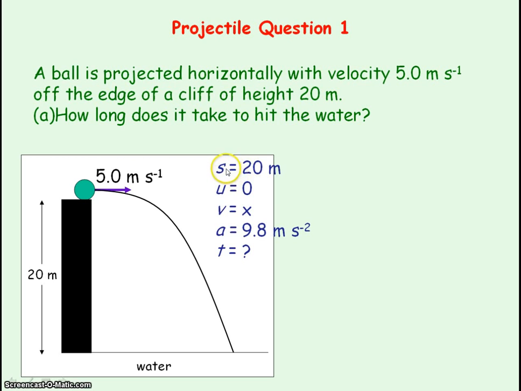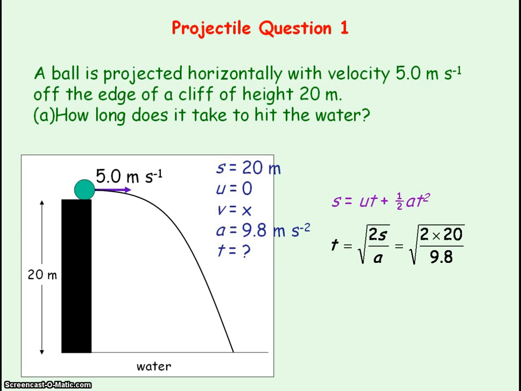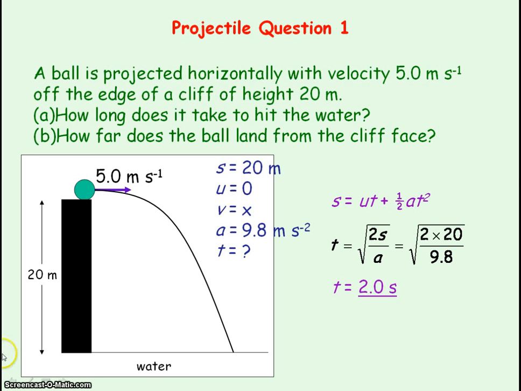So we need an equation that links s, u, a and t. So that is s equals ut plus a half at squared. And because u equals 0, the equation simplifies to s equals a half at squared. And so if we rearrange to make t the subject and substitute in our values, we get the time taken as 2.0 seconds.